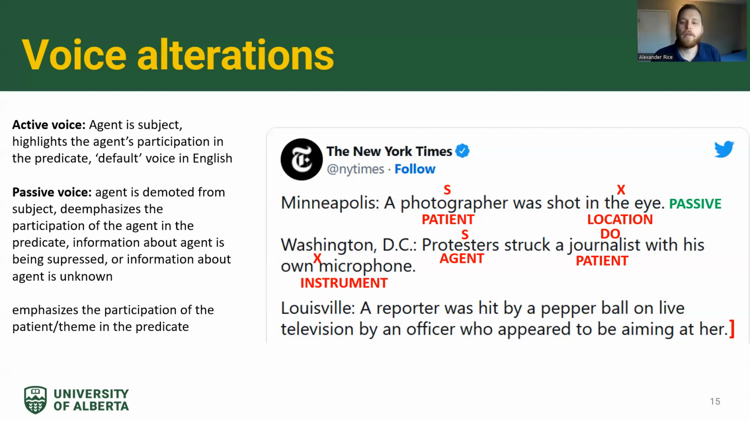So here, the agent and its participation in the predicate is front and center. The agent is the subject. This is an active sentence. All right, our attention is being drawn to the fact that it was the protesters who did this thing.